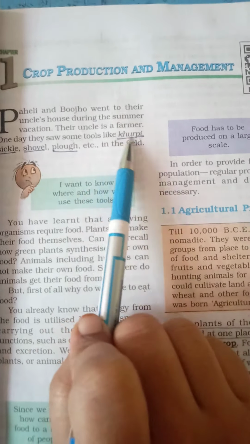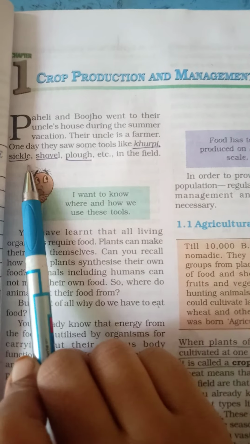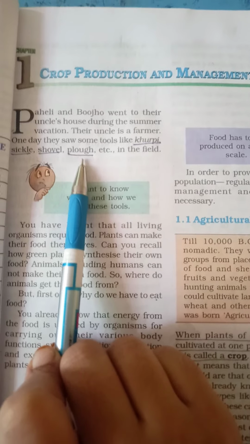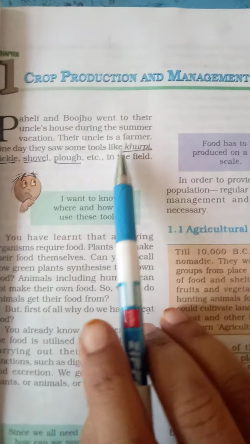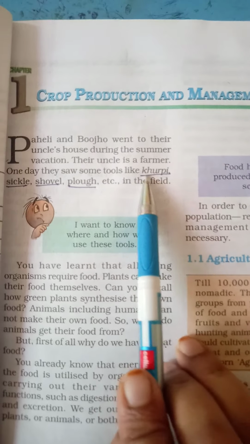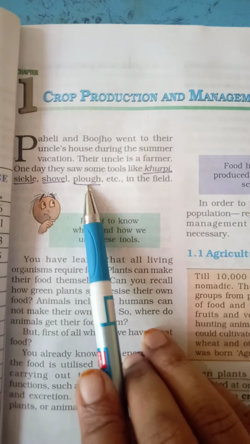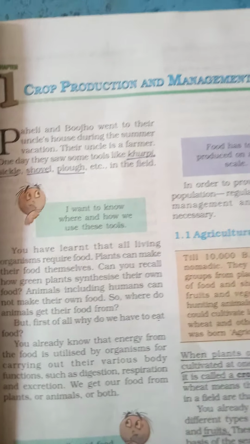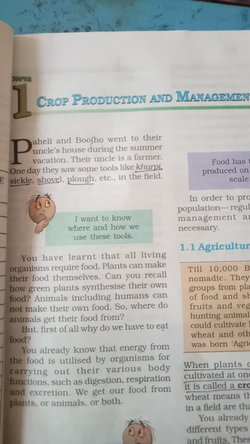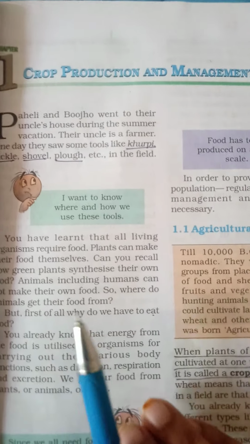The chapter starts with different instruments that are being used in agricultural process. Here names are given. You can see khurpi, sickle, shovel and plow. Right? These are the different kinds of instruments that are being used for agricultural purposes.